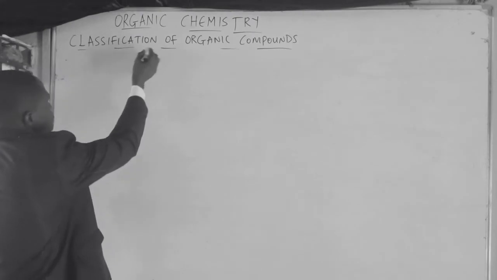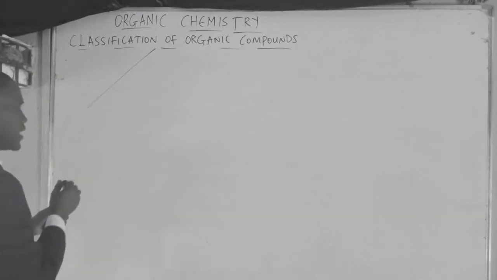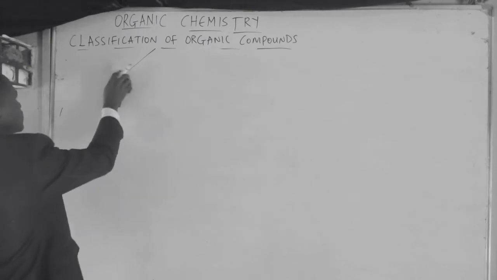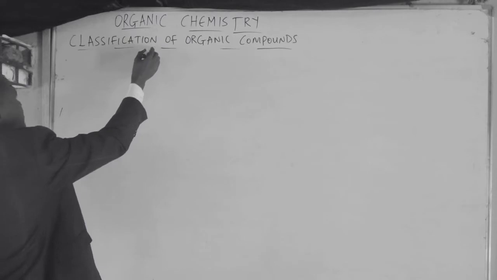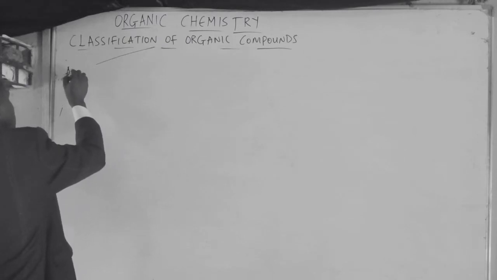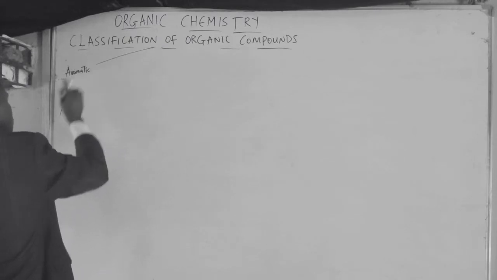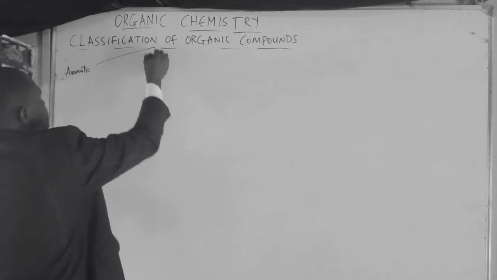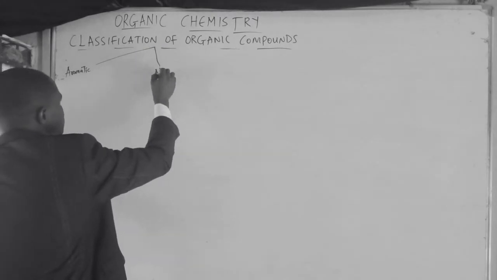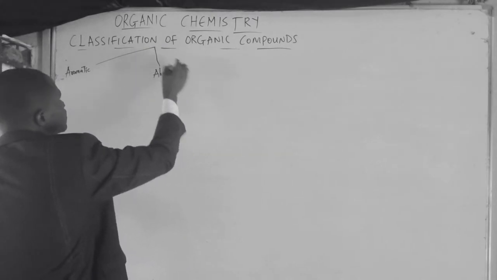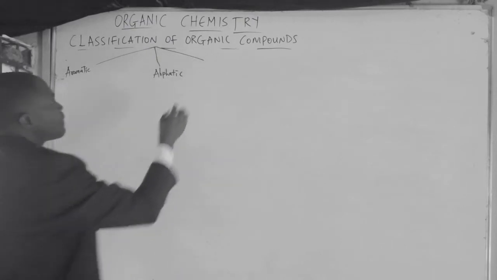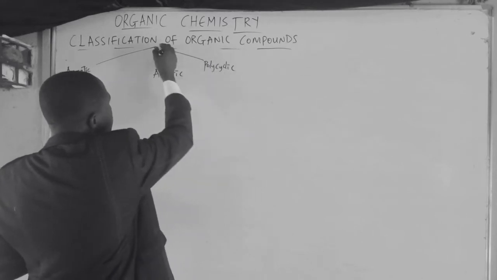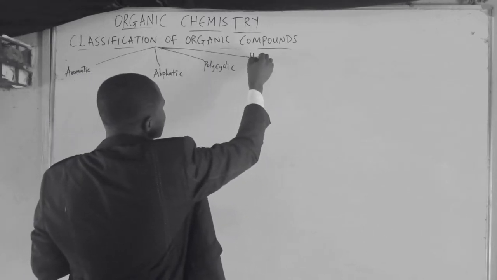One, it classified it as aromatic. Then it also classified it into aliphatic. It also classified it into polycyclic, and it also classified into heterocyclic.